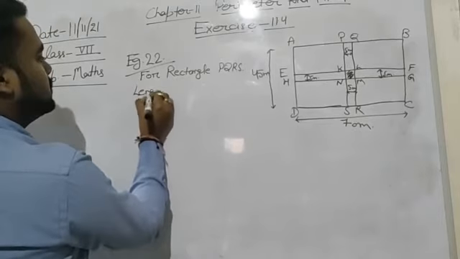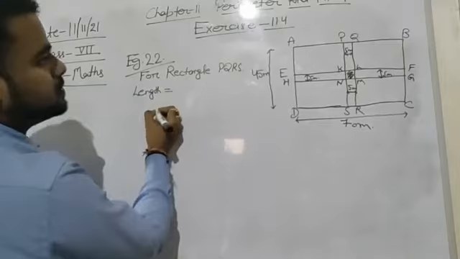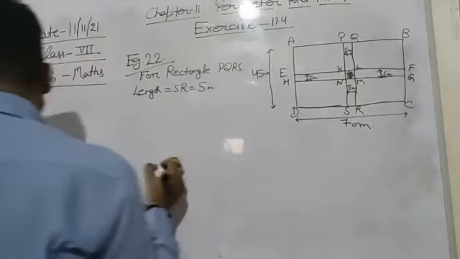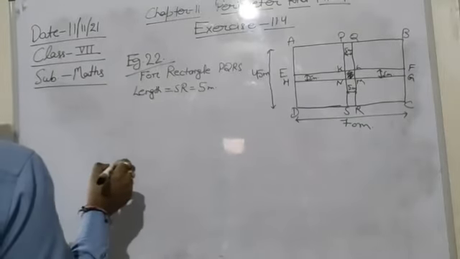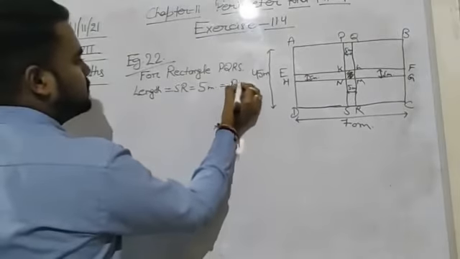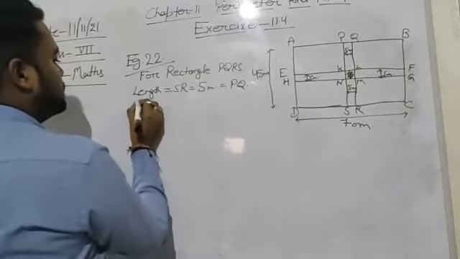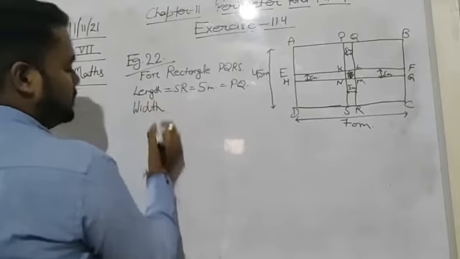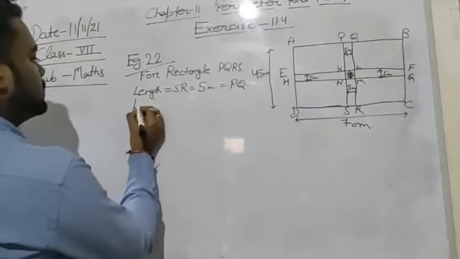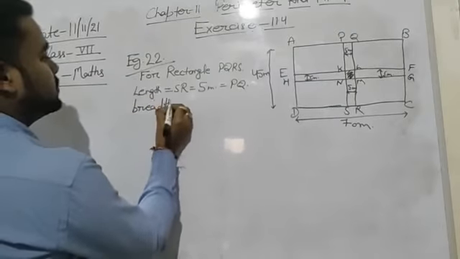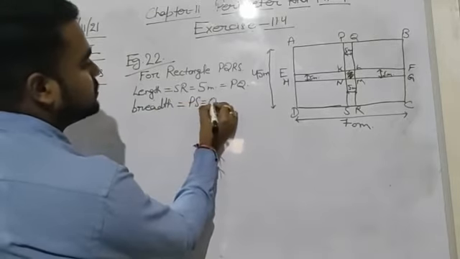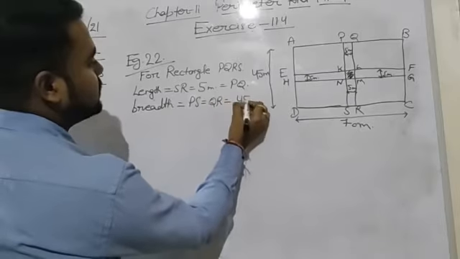Length is SR, which is 5 meter, or it can be written PQ also. And width or breadth, that is PS or QR, this is 45 meter.